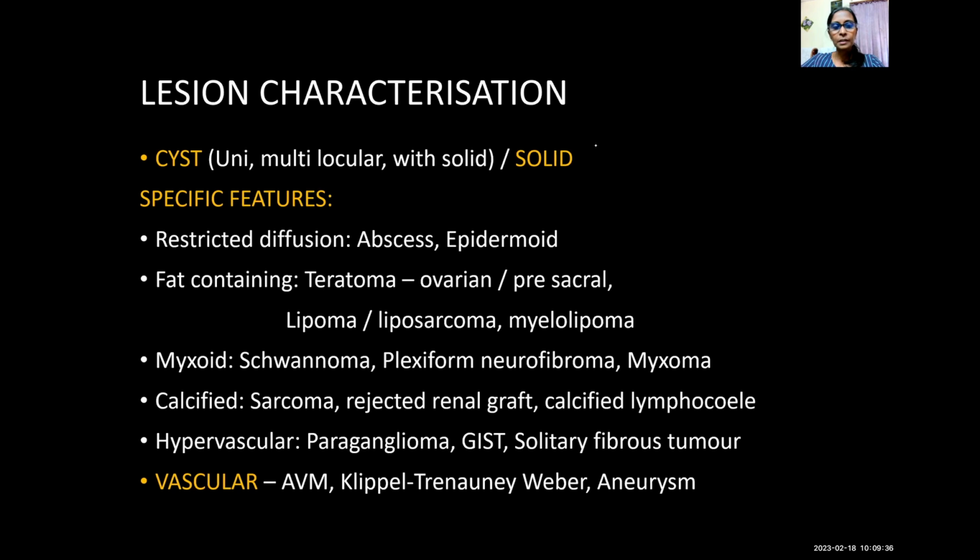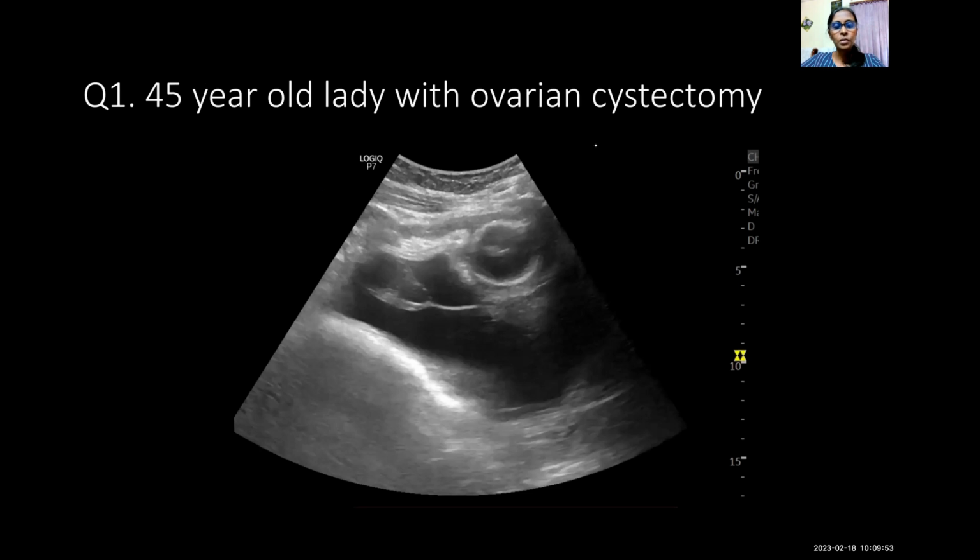If you go down the line, there are some things like paragangliomas, which can also arise there, and they can be hypovascular. You have solitary fibrous tumors, and you can also have vascular lesions in the pelvis. So this is in a nutshell, where all you can have lesions, but really not talking much about any lesion. All right. So this is our first question of the day.